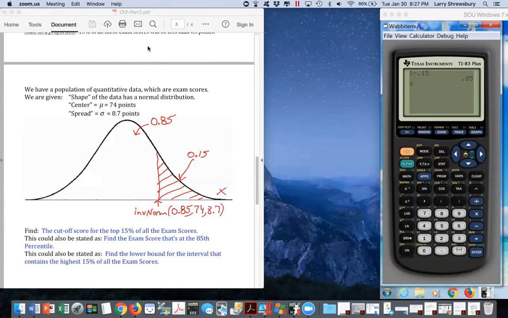And we'll punch it in. Second vars 3 and 0.85, comma 74, comma 8.7. So about an 83. You've got to get at least an 83 if you want to be in the top 15%. Let's get over here and finish our work.